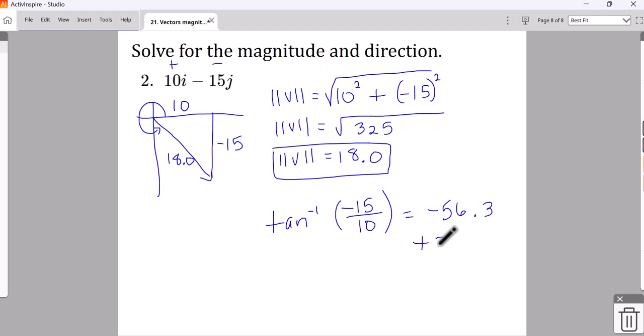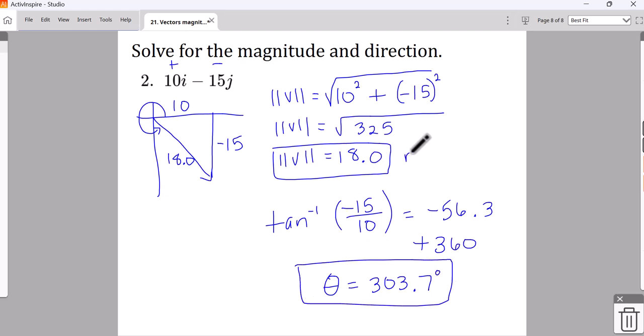And so in quadrant 4, we add 360 to that angle measure. So plus 360. And that gives us a final angle measure answer in the correct quadrant of 303.7 degrees. And so this is my magnitude. And this is my direction.